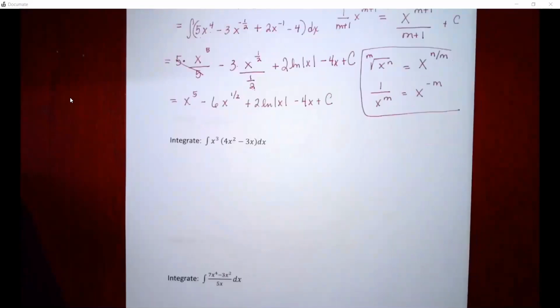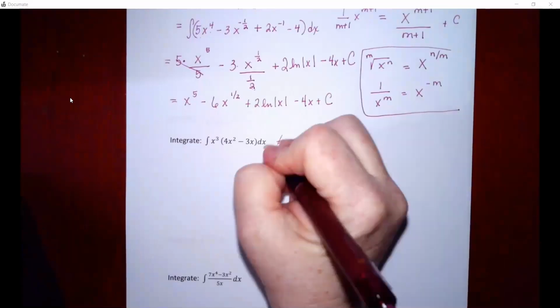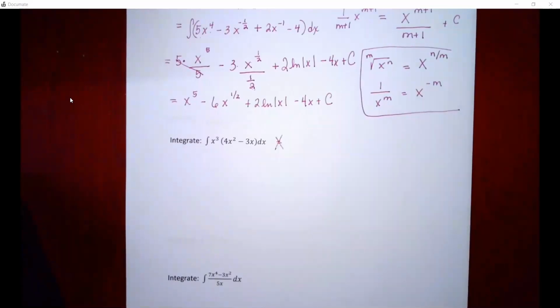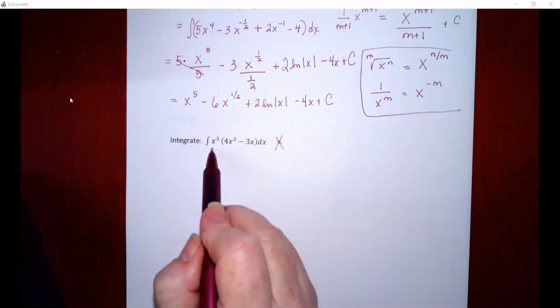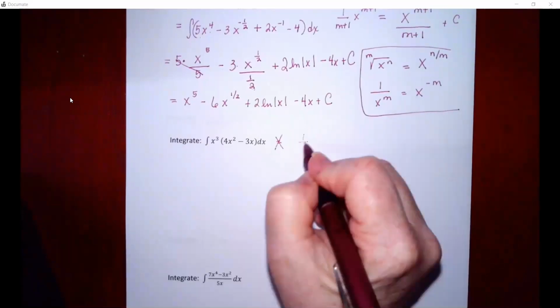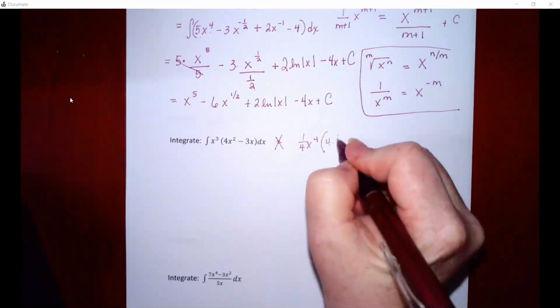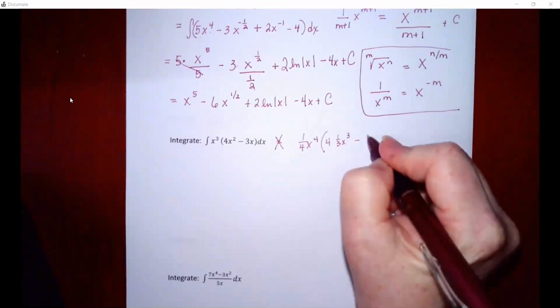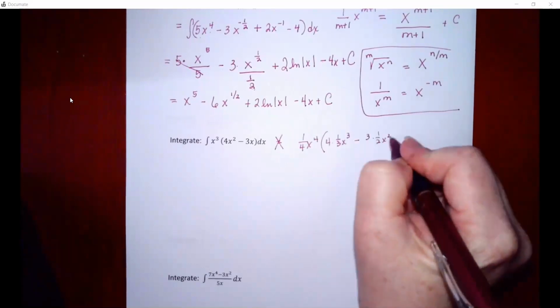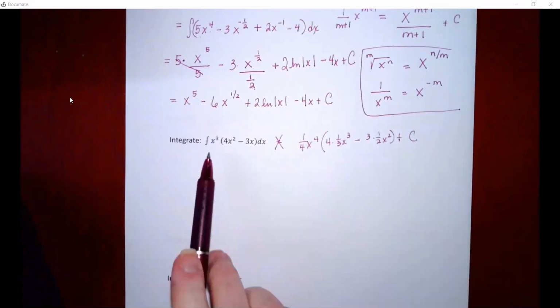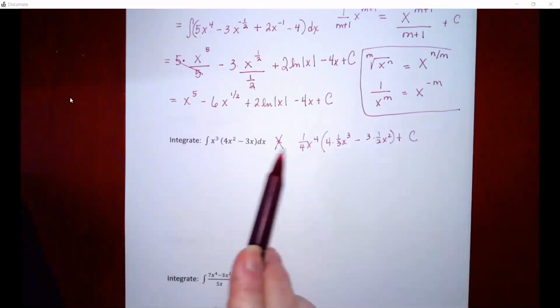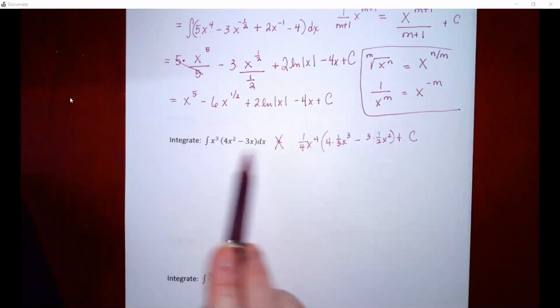Okay, so what about this second example? Do you have any idea what we would do? I'm going to do something wrong, okay? So it's not equal to this, but I want you to tell me what you think I might have done wrong. So could I make this 1/4 x to the 4th times 4 1/3 x cubed minus 3 times 1/2 x squared? So I just integrated x cubed with respect to x, and then I integrated both of these terms, and then I'm just going to multiply them together.